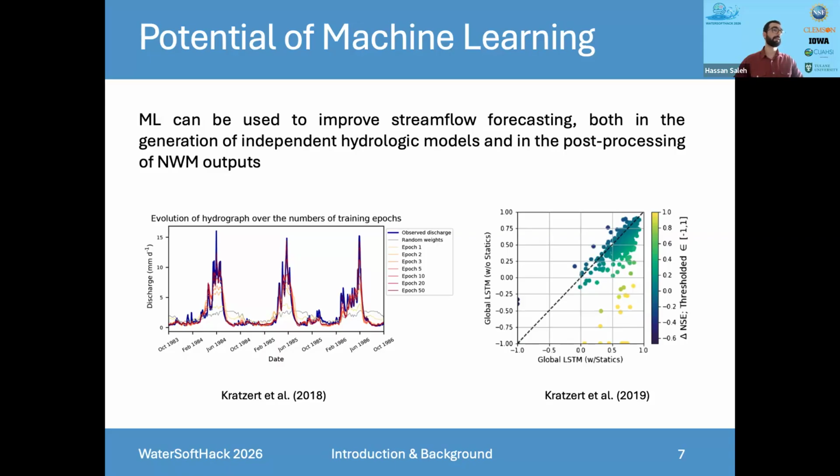The figure on the right, sorry, is showing that when static attributes were introduced to the model, there was even better performance or improvement in the simulation in most of the basins. Each point here represents one catchment, and all the points below the line show where there has been improvement when the static attributes have been introduced. So Jenna's going to take it from here.